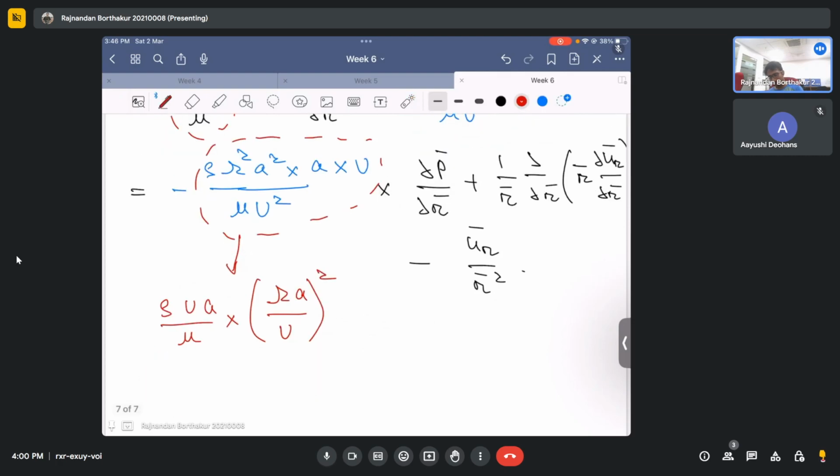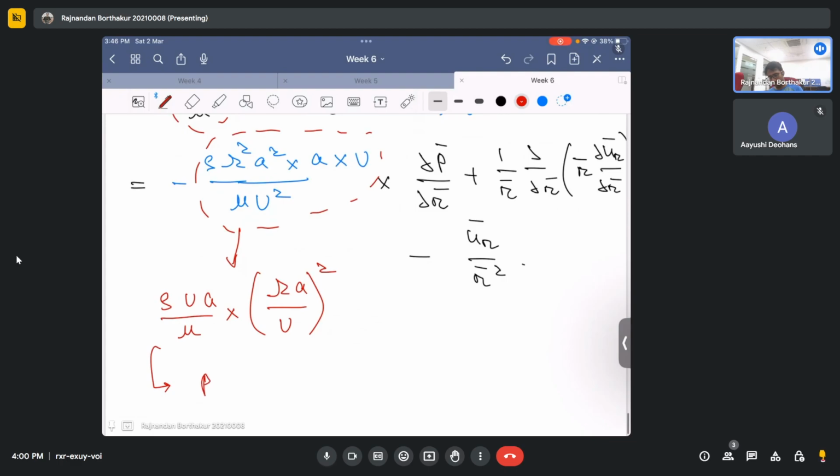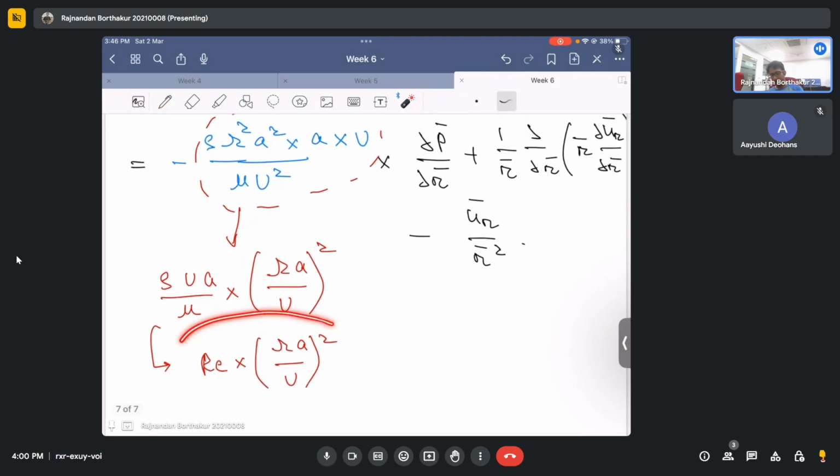And this basically simplifies to Reynolds number times omega a by u whole squared. Now, can you tell me, is this entire quantity dimensional or non-dimensional? Non-dimensional. And can you tell me what basically is this quantity? Ratio of u theta c squared by u r c. Exactly. So this is nothing but the ratio of u theta c by u r c, of course with the square.